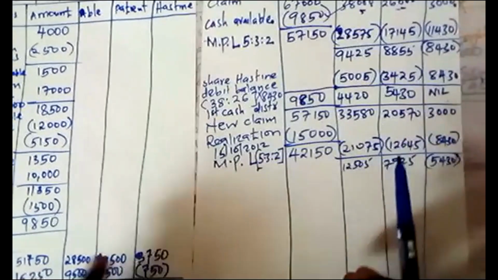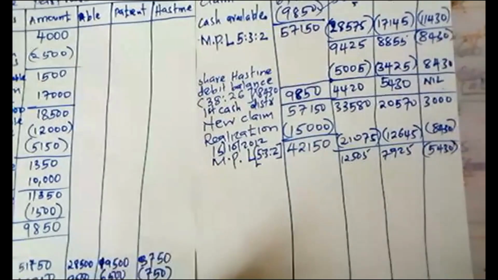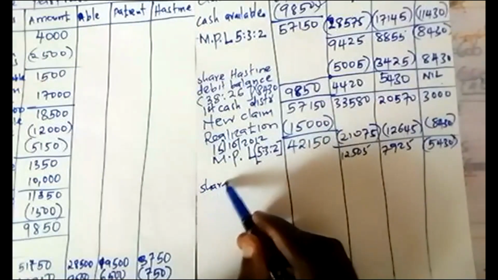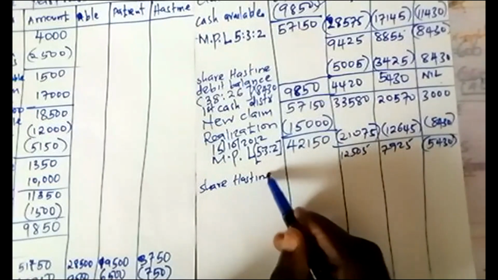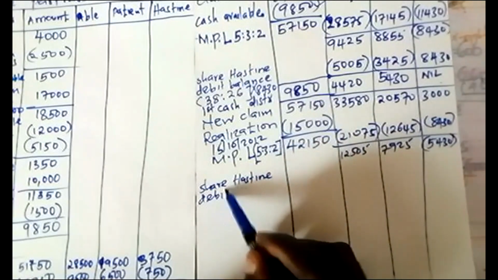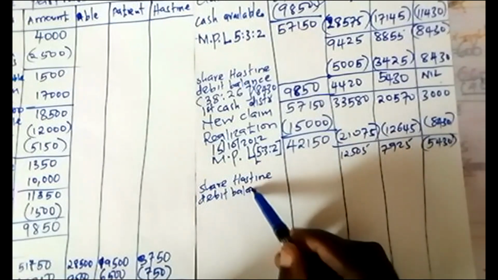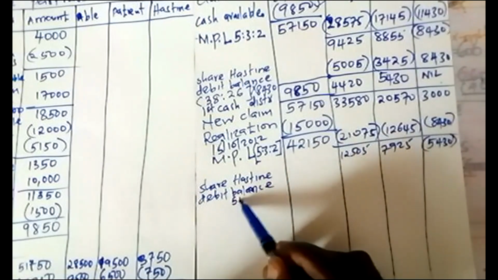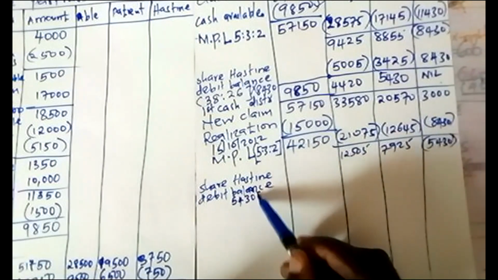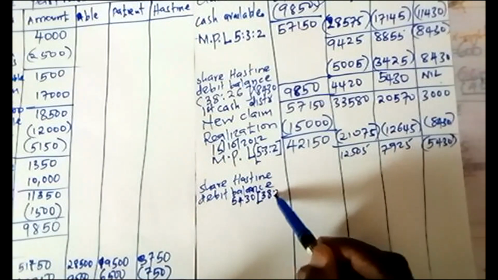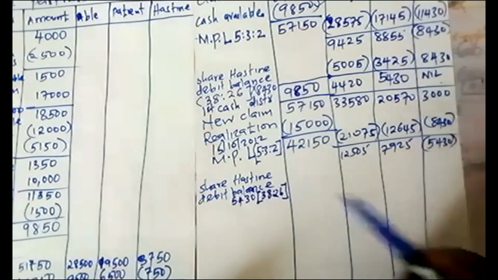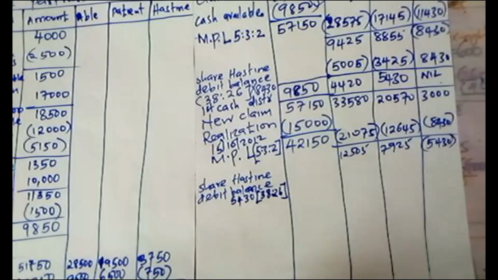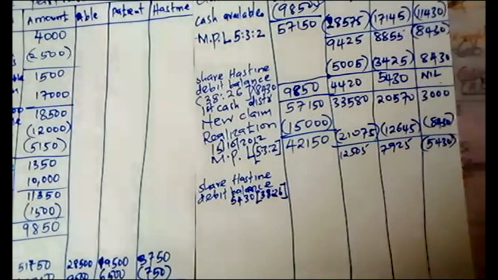So never use the new claim, use the capital ratio before dissolution. So you will say share Hastings' debit balance. I think you know how to share this. The 54.30 will be shared in the ratio of 38:26 because the two partners are the ones who are solvent. So you use their capital ratio. 38 plus 26 is 64. So you say 38 over 64 times 54.30.